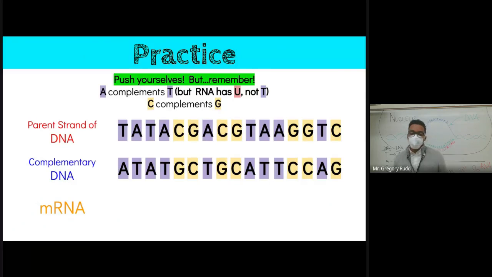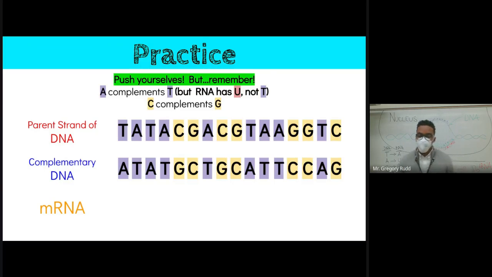So we talked about this on Friday, but the process of transcription takes the DNA message and transcribes it into a similar mRNA message, but there's an important difference, several important differences. One of the most important differences is that RNA has a U, whereas DNA has a T.